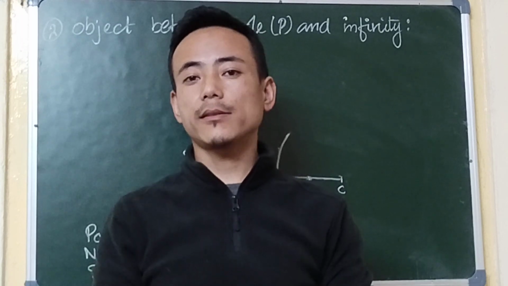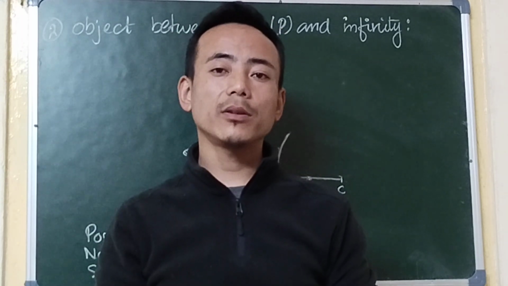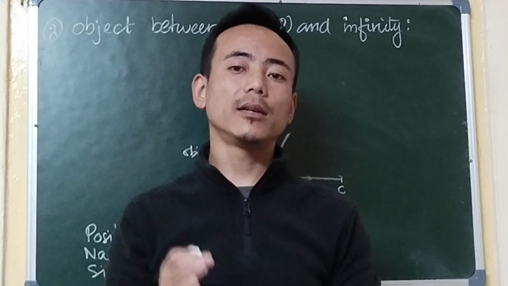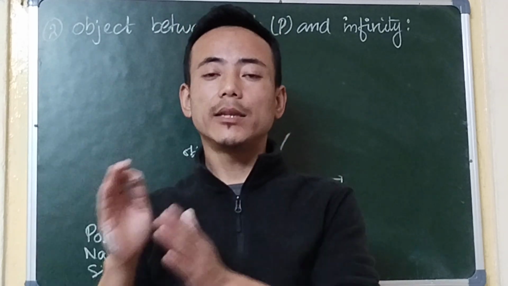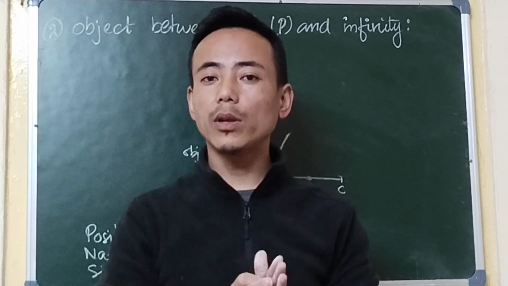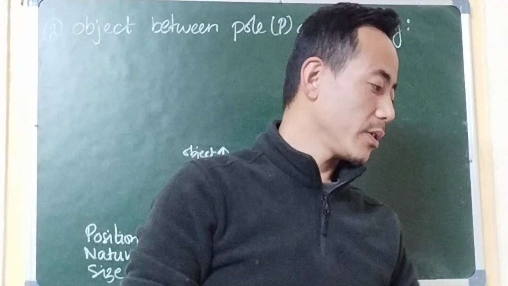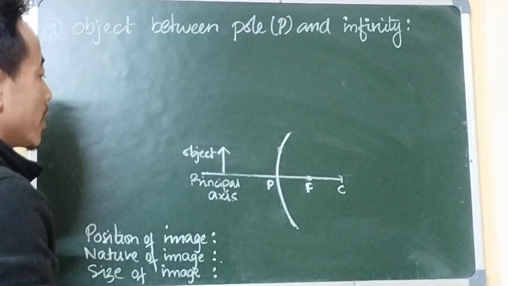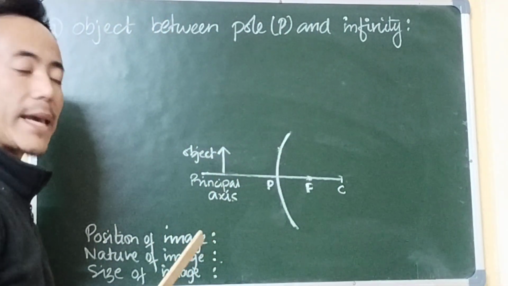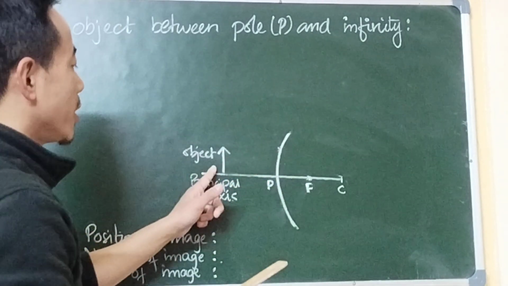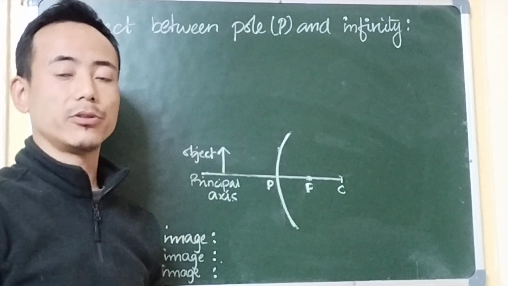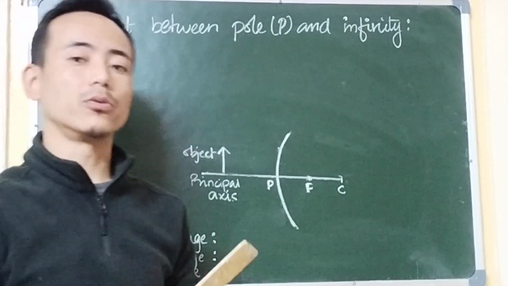Now the second case, so here we are keeping the object between infinity and the pole of the mirror. The first case was object at infinity. The second case is object between pole and infinity. So in this diagram, you can see that we have an object which is kept between pole and infinity. For this object, we need to form the image, and for that we will use the rules.